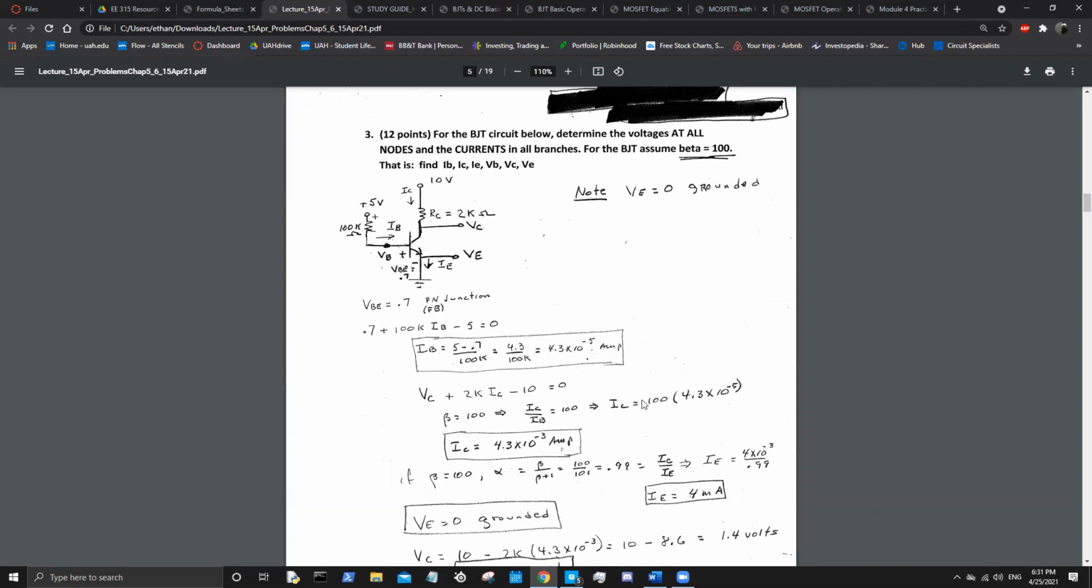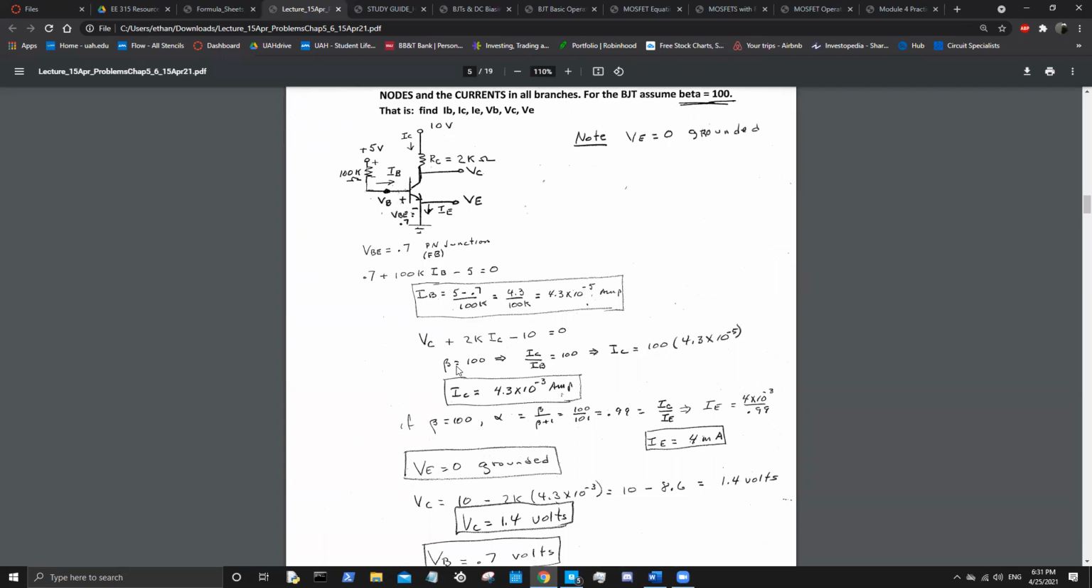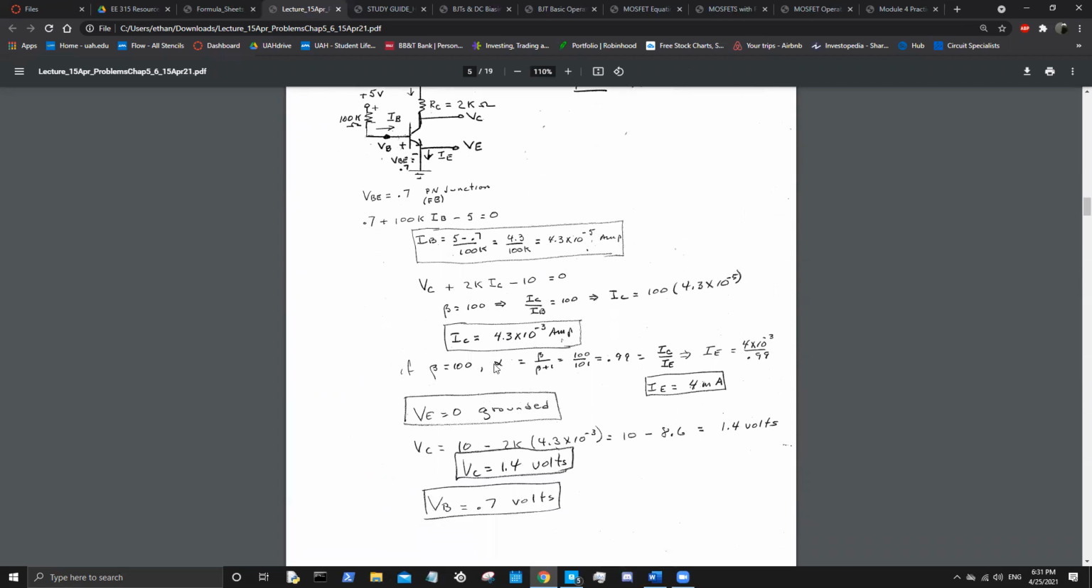And now, given beta, which is the ratio between IC and IB, 100 times the value of IB spits out an IC, and you're done there. And then here's where he calculates that alpha value, because the relationship between alpha and beta is pretty standard. If you want to find alpha, it's equal to beta over beta plus 1. If you want to find beta, it's equal to alpha over alpha plus 1, if I remember correctly.